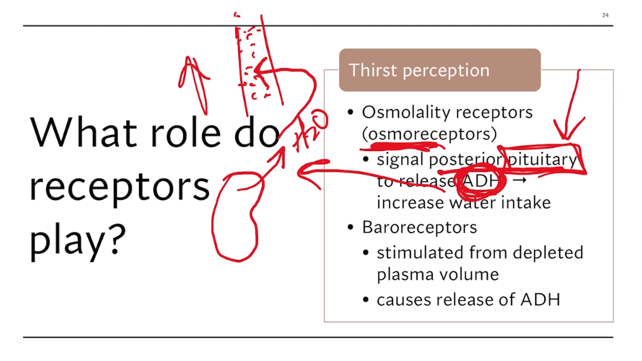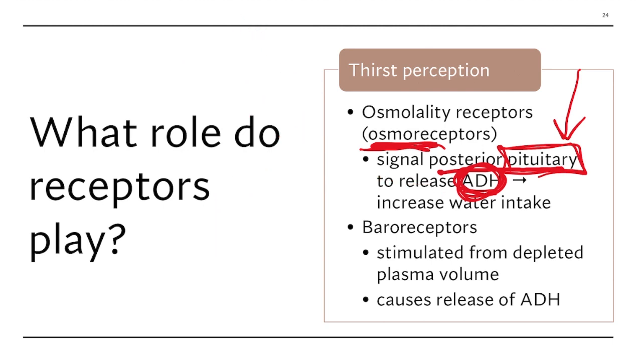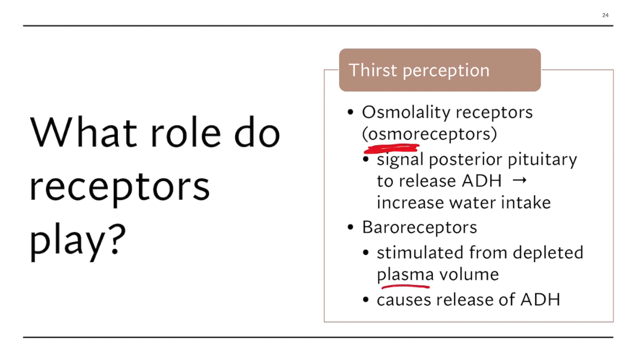Baroreceptors, very, very similar. Baroreceptors are located also in your blood vessels, the carotid artery. We'll talk about these when we talk about hypertension. But instead of being stimulated by the osmolality, like the osmoreceptors, they're stimulated by the actual plasma volume. So you've got this here. Sure, you might have a billion particles, but those baroreceptors aren't necessarily sensing that. What they're sensing is that we actually have a decrease of fluid in this space.